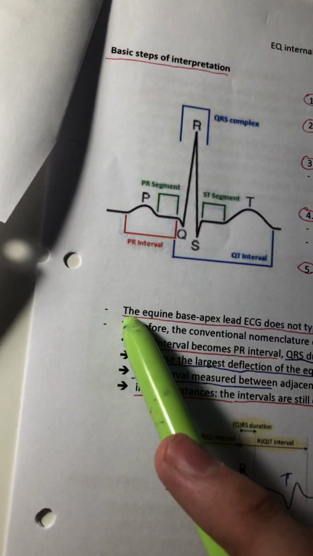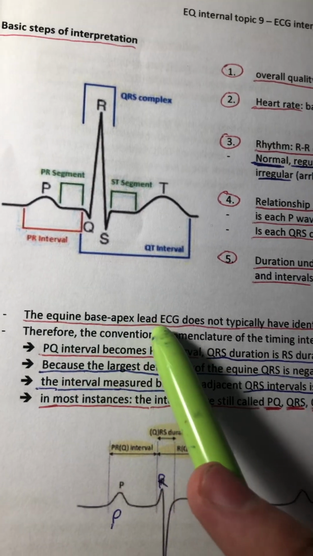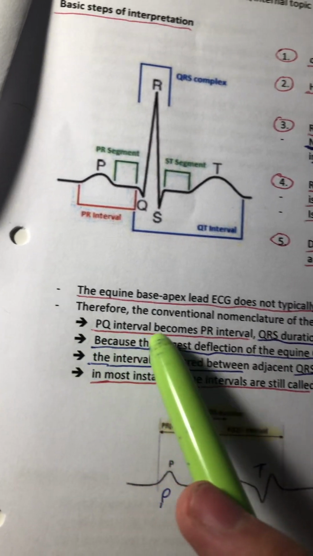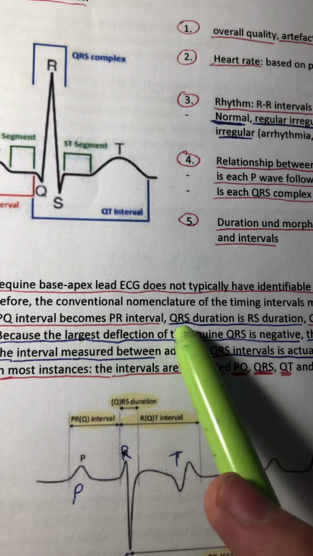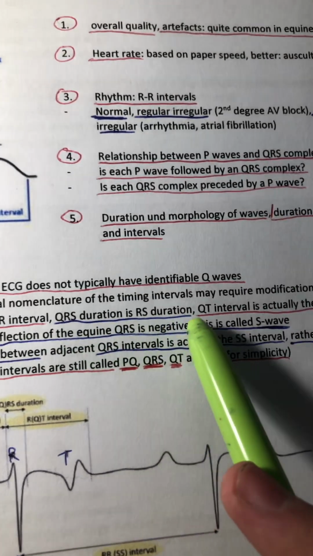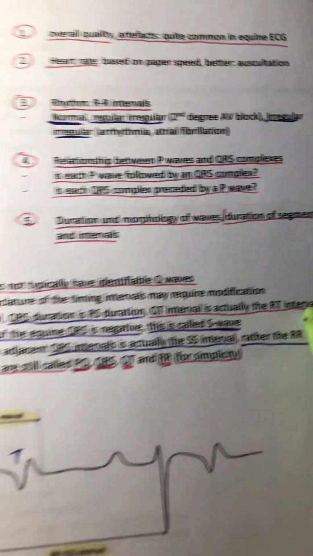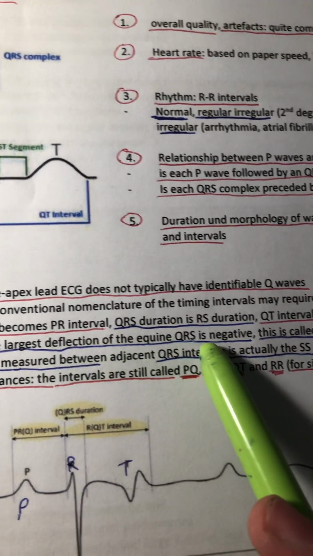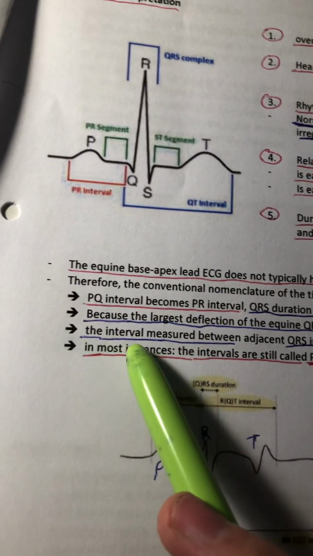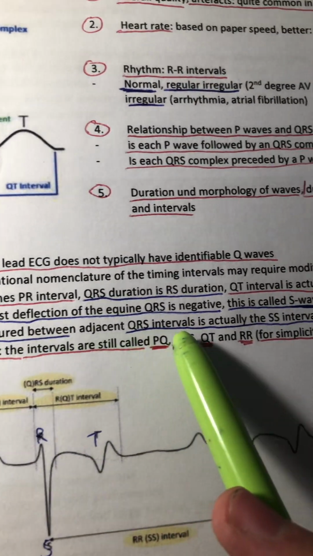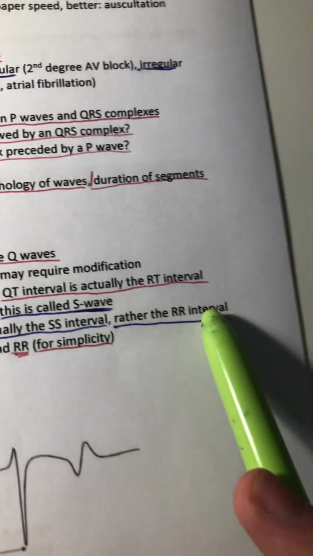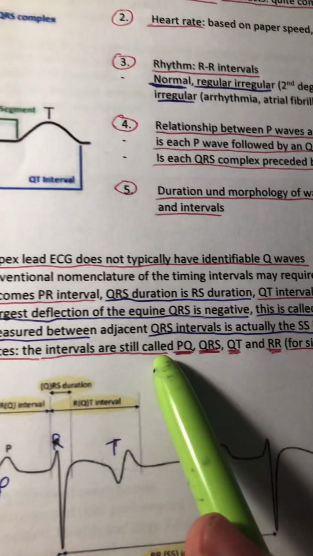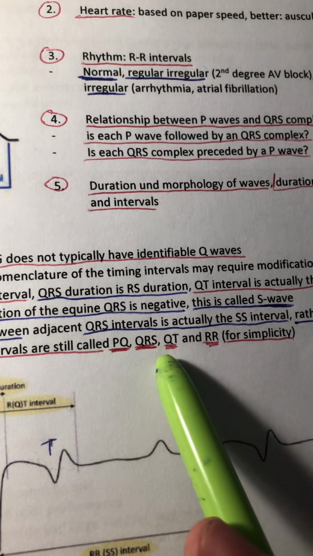The equine base apex lead ECG does not typically have identifiable Q waves. The PQ interval becomes the PR interval, the QRS interval becomes the RS interval, and the QT interval actually becomes the RT interval. Because the largest deflection in the equine QRS is negative, this is called the S wave. The interval measured between the QRS complexes is actually called the SS interval rather than the RR interval. But in most instances, the intervals are called PQ, QRS, QT, and RR for simplicity.